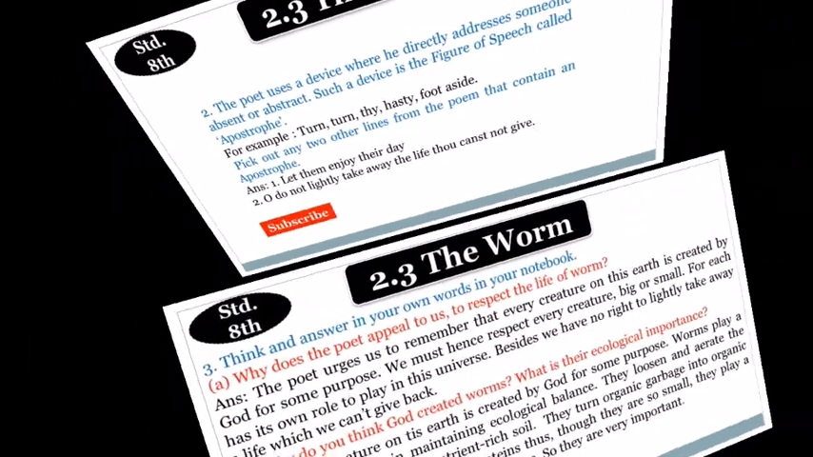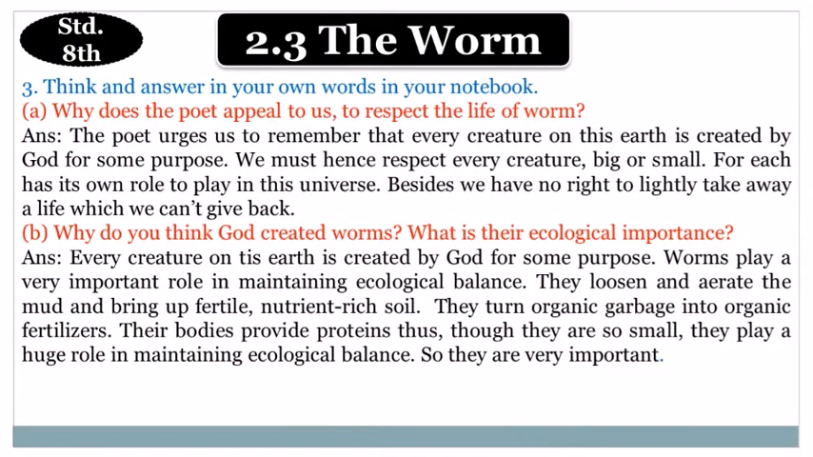So next, number 3 activity. Think and answer in your own words in your notebook. Okay. Number A. Why does the poet appeal to us to respect the life of worms? Answer: the poet urges us to remember that every creature on this earth is created by God for some purpose. We must hence respect every creature, big or small, for each has its own role to play in this universe. Besides, we have no right to lightly take away a life which we can't give back.